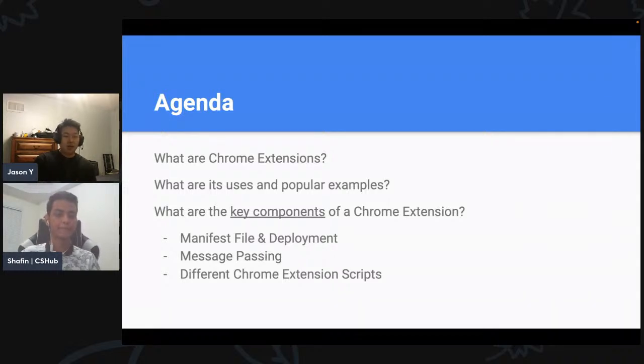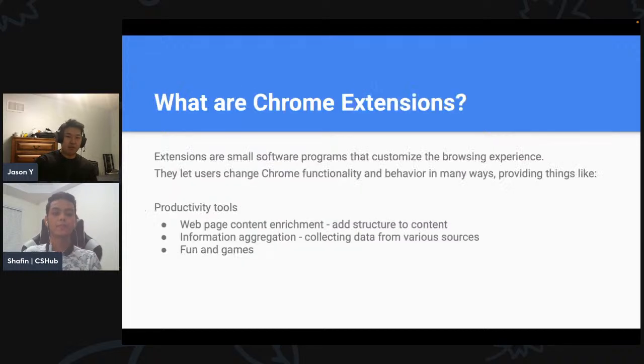Because a Chrome extension is a framework, there are some key components that we can't miss. One of which would be a manifest file, and we're going to talk about how to deploy one. We also are going to talk about message passing. Message passing is relevant because the Chrome extension has different scripts. We want to consider these different scripts as different environments, so we'll be talking about this later in the presentation. I'll pass it back to Shafin.